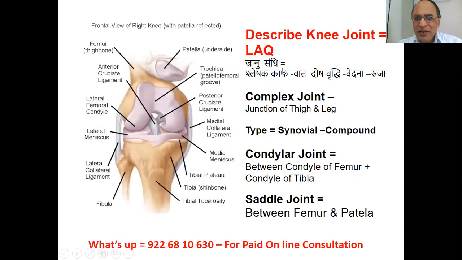So, describe the knee joint. This is for LAQ, that is the 10 marks or 15 marks. In Ayurveda, it is called Janu Sandhi, which is a site for Shleshaka Kapha, and also Vata Dosha Vruddhi. When Shleshaka Kapha is less in old age, that is called Dhatukshayajanya Vata Prakopa, and you get knee joint pain.